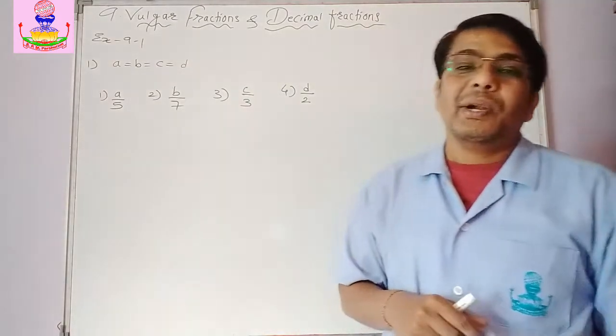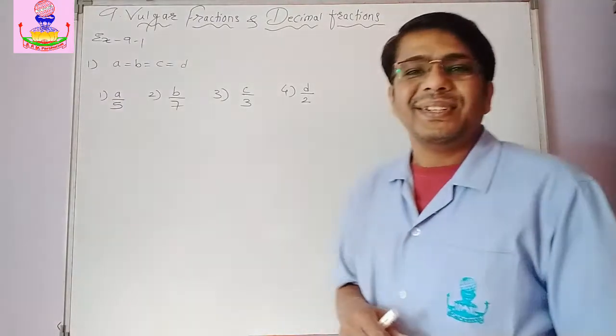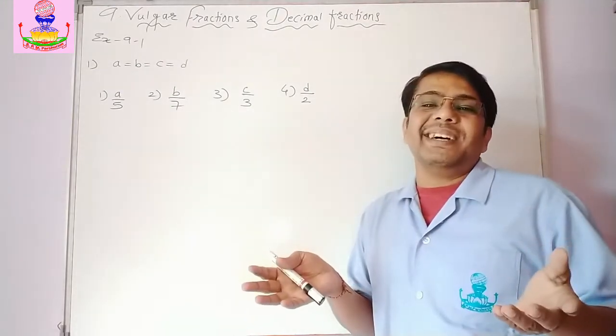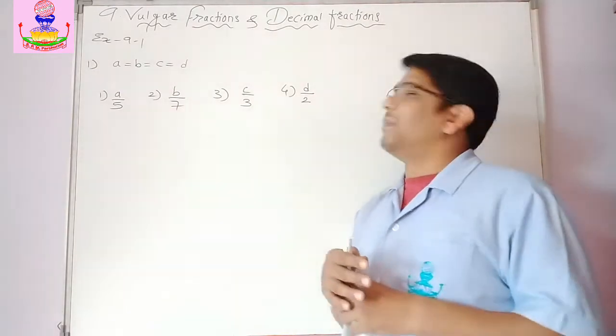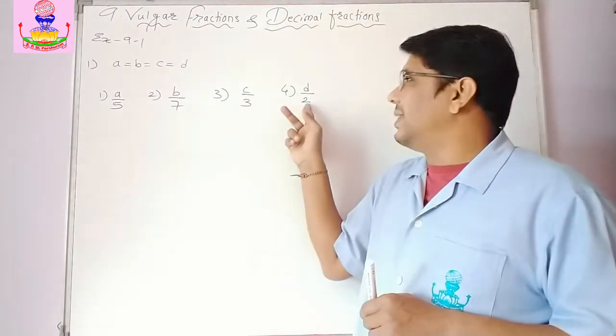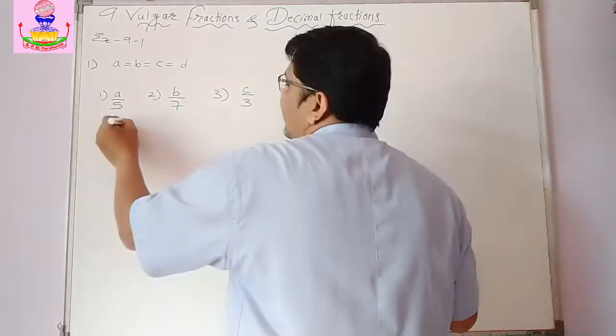Now when the numerator is equal, I want to find the greatest fraction. So when will it be the greatest fraction? When the denominator will be, yes, obviously, the smallest. Now which is the smallest one? Option D. What is it? 2. So the correct option is option D.